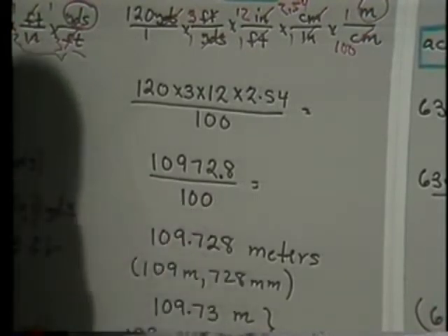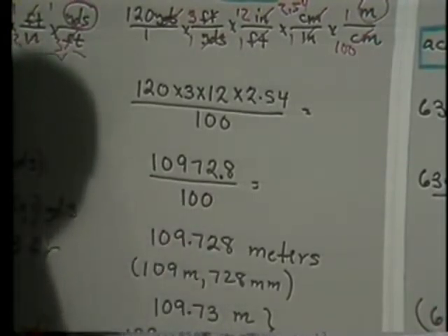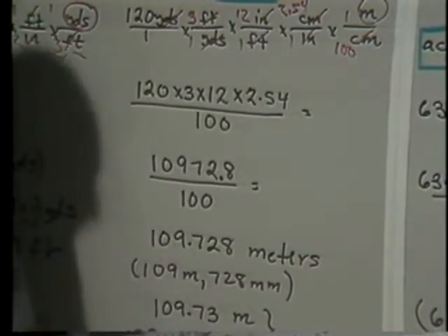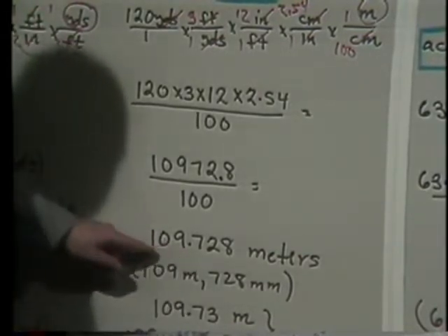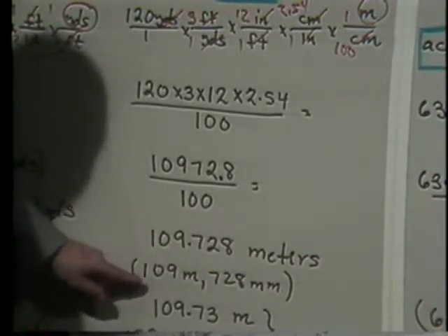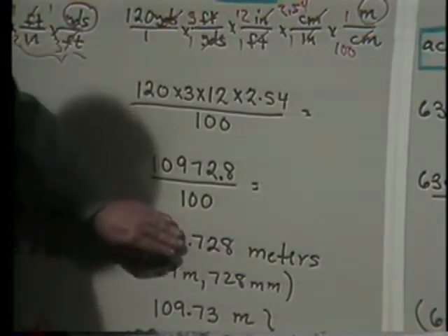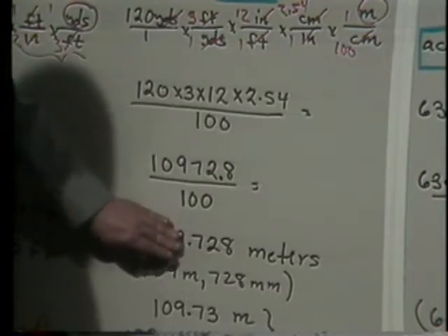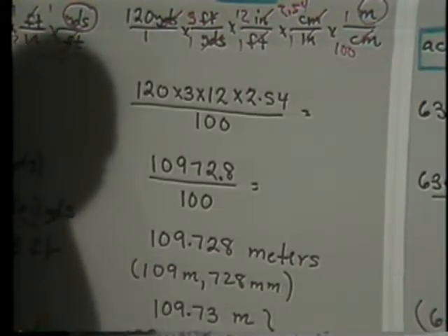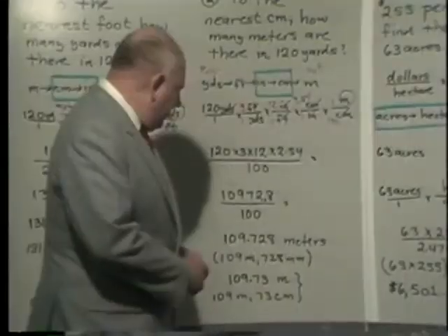And I have to remember the label. The label is meters. And here's the beauty of the metric system. You see, because everything is a decimal system here, the 109.728 meters could be written exactly as what? 109 meters. And then what do I have over here? 728 thousandths of a meter. But a thousandth of a meter is called a millimeter. So the answer would be 109 meters, 728 millimeters.